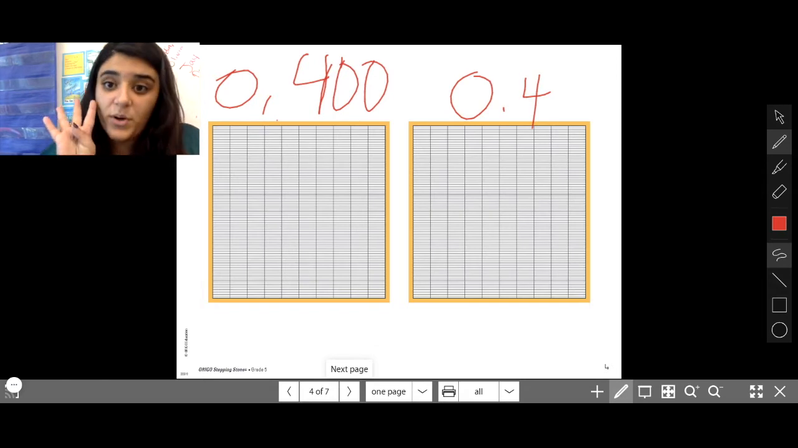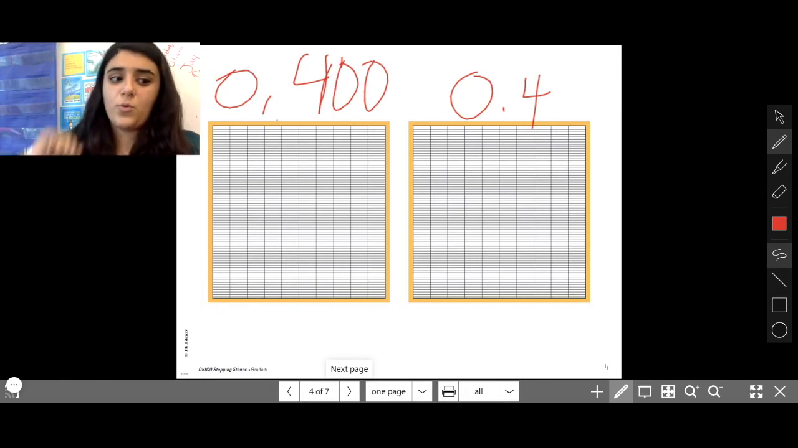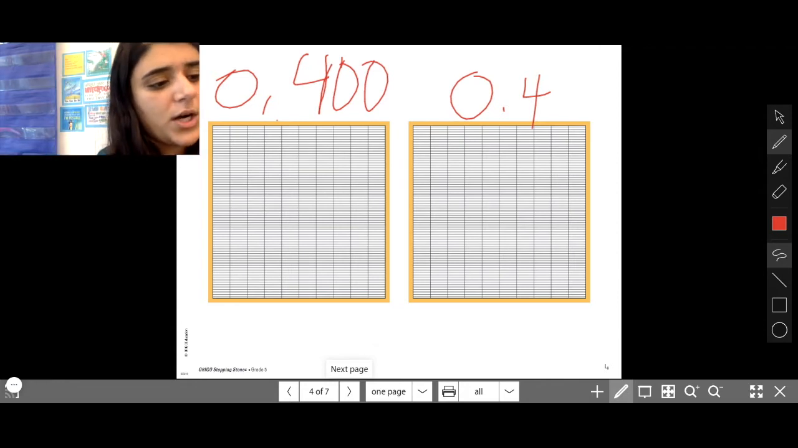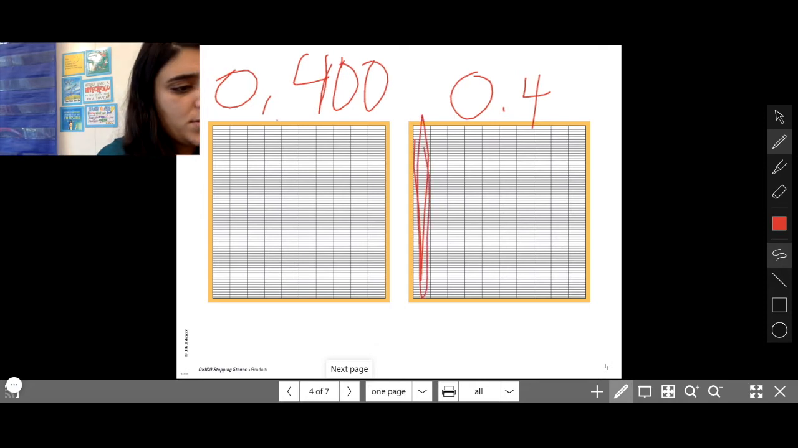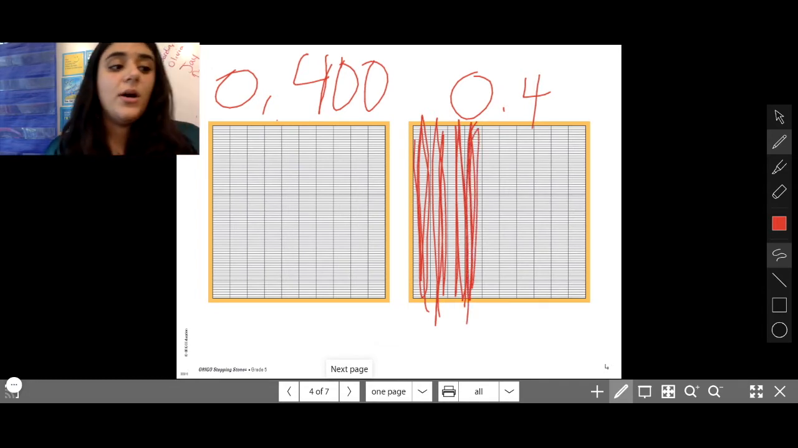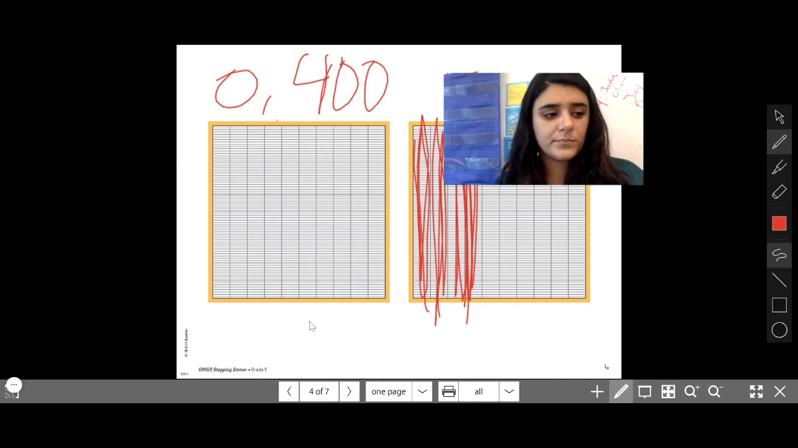So she has 4 tenths. Now remind me, a tenth, is that going to be a box or a row? I mean a column. That's right, it's going to be a column, right? So we're going to color in 4 columns. We got 1, 2, 3, 4. 4 columns. All right. Now, to color in 400 thousandths, I'm going to zoom in a bit.